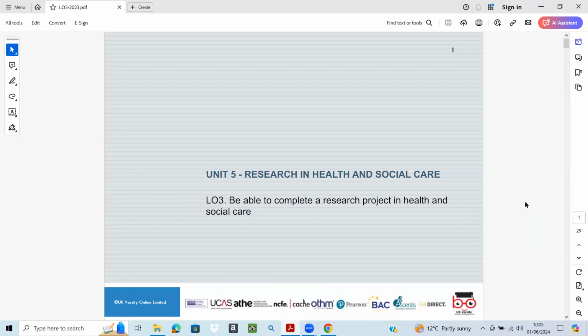Then we have step 3. In step 3, what we do is develop a research question and hypothesis. Based on your literature review, you need to develop a clear research question and hypothesis, and the research question should be specific and focused, guiding the direction of the study.